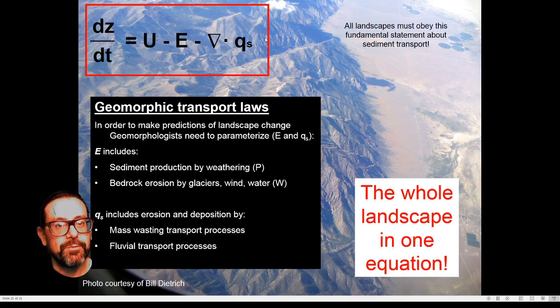And then we also have to understand the sediment flux divergence, which tells us whether the sediment sitting at the surface of the landscape is going to be eroded or deposited. And the primary erosion and deposition processes are mass wasting processes, that is, hill slope processes such as landslides and debris flows, and fluvial transport processes, which are the processes that move sediment through river systems.